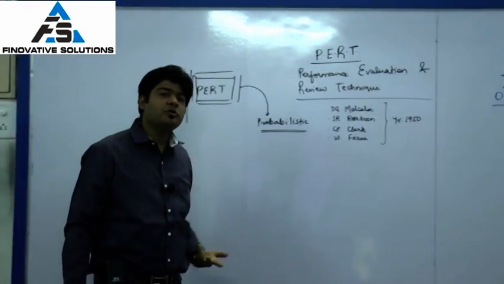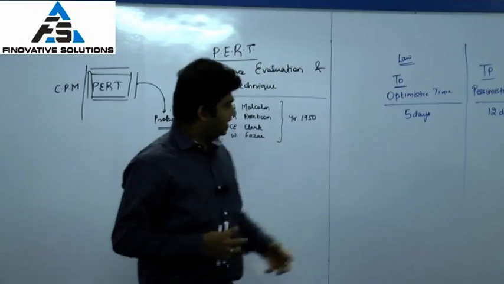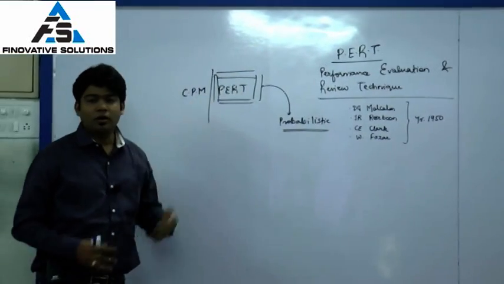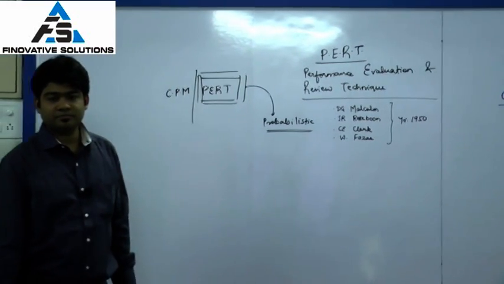Whereas in case of newer projects, when things are not yet clear as regards time duration, we call that a probabilistic model called the PERT model. I hope things are clear till here.